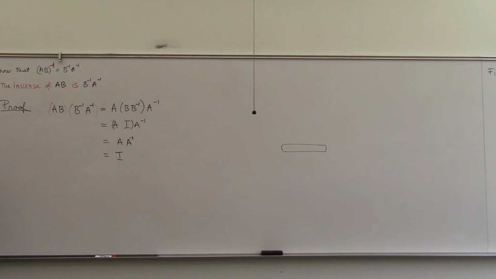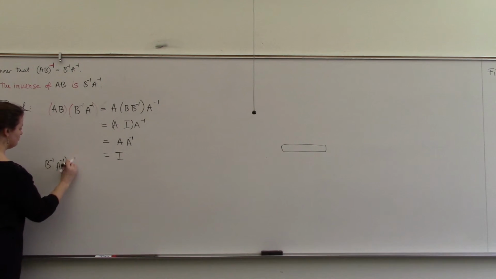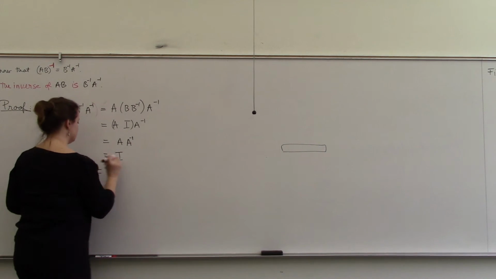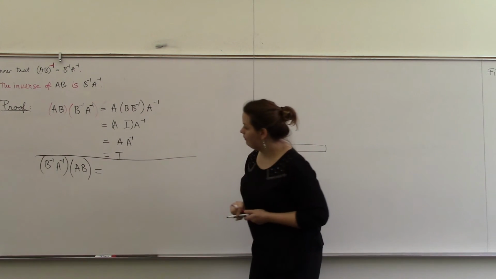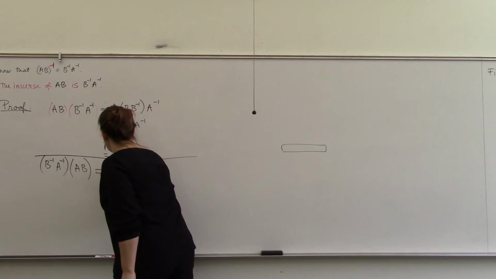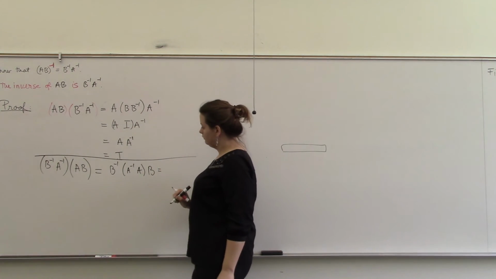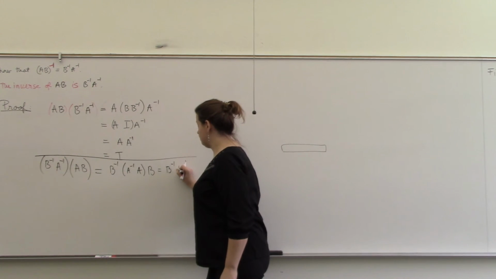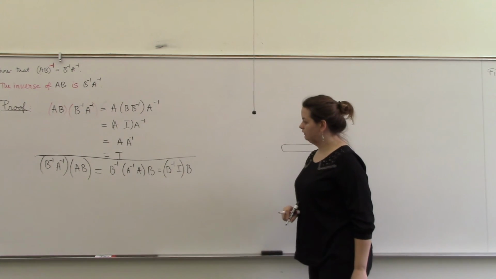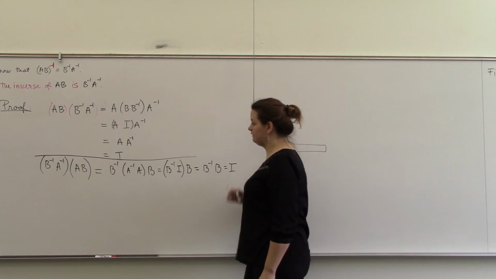I have one more thing to do. Next I have to show that B inverse A inverse times AB equals the same thing. So that's one part of the proof. Okay, so again, by the associative property, I'm allowed to group A inverse and A together, which means this is the same as B inverse times the identity times B. I can group the first two together, it doesn't matter how. And this means this is equal to B inverse B, which is equal to the identity.